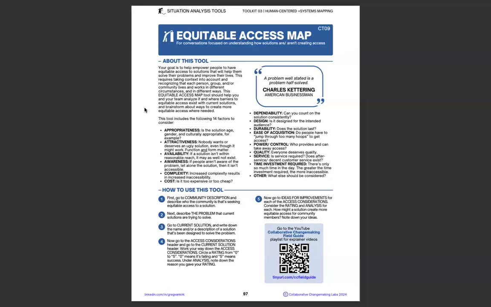Power, control, who provides and can take away access. Quality, everyone deserves quality, right? You need to have a quality solution. Service, is service required? Does after service or decent customer service exist? Right, it often happened with solar lamps in African countries when they first came out, they would break and there was no after service. So it didn't exist and the access was not created anymore. Time investment required. There's only so much time in the day. The greater the time investment required, the more inaccessible.